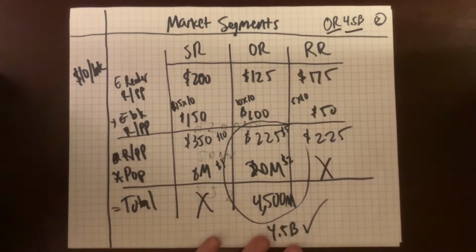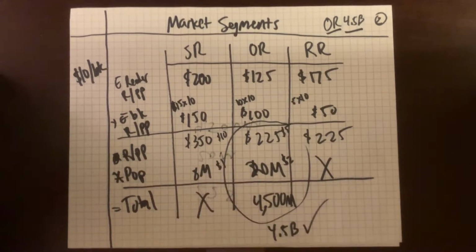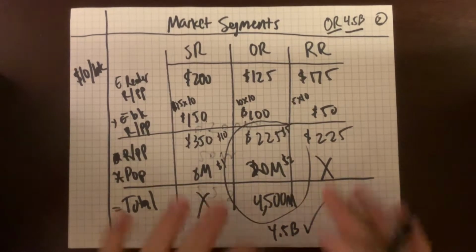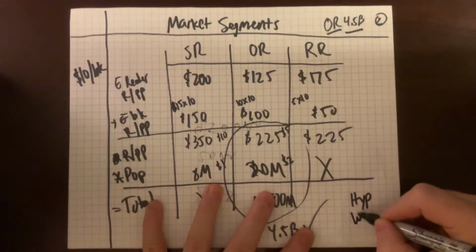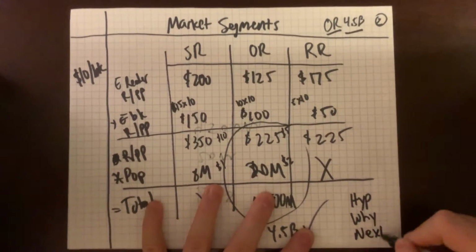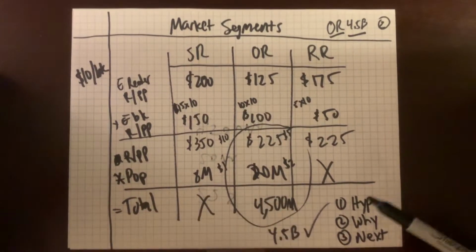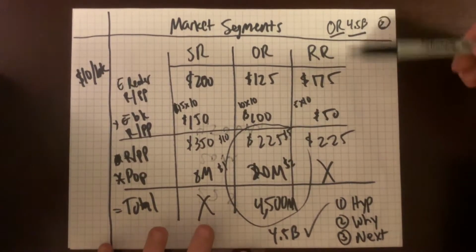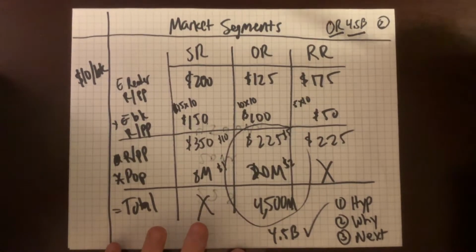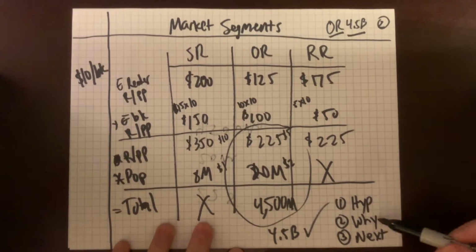Occasional readers, 4.5 billion. So once you've solved this, you need to quickly switch from problem solving mode back into presentation mode. And you're thinking about your hypothesis, why, next steps. Remember, this is the key for every case. At the end of every single aspect of the case, you want to go back to your hypothesis, why, next steps.